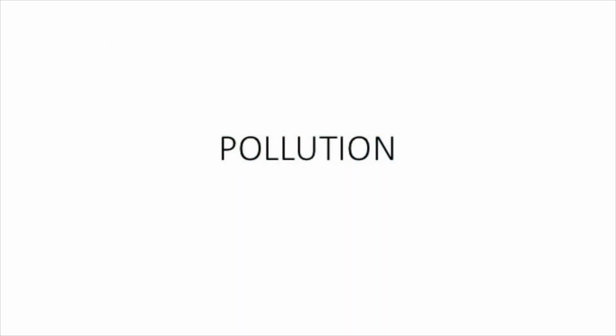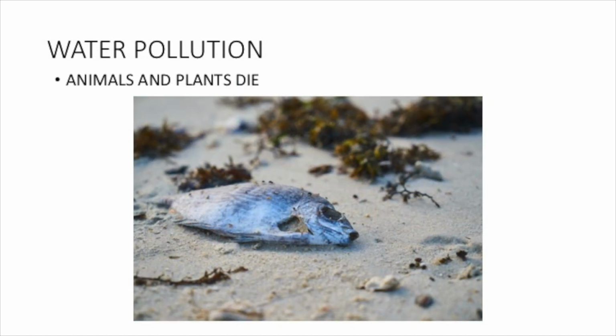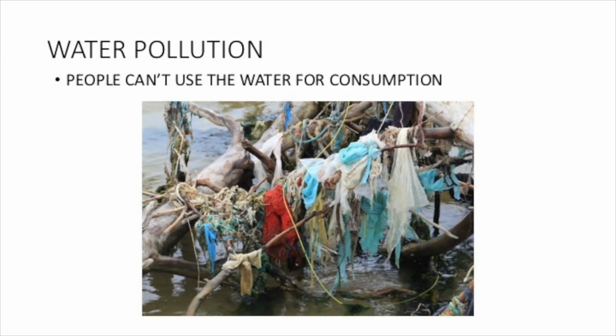And that brings us on to pollution. Look at the water pollution, guys. Would you like to swim here? No. Would you like to drink that water? No, it's polluted. And you see what happens to polluted water? Animals and plants die. And people can't use the water for consumption. That means they can't drink it, they can't use it to cook food, and they can't even use it to wash clothes because it's dirty and smelly. So we don't want our clothes to be like that.